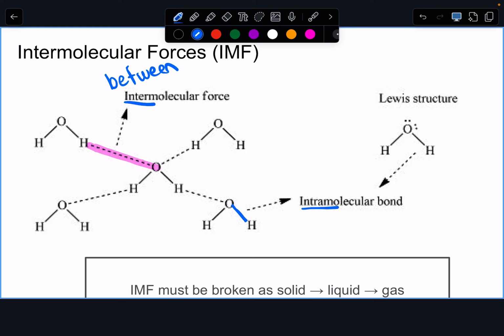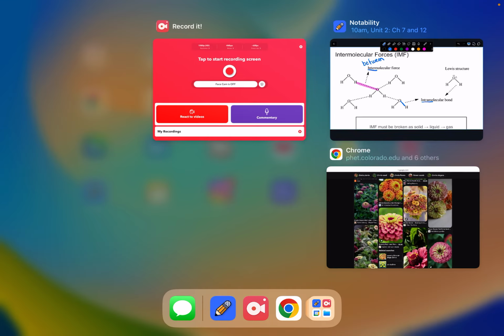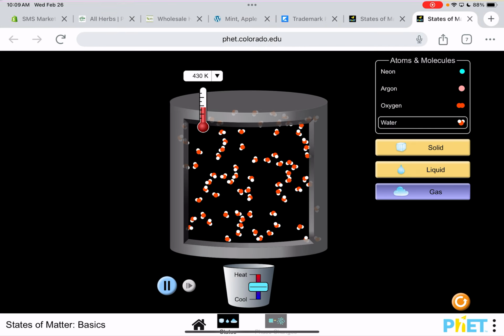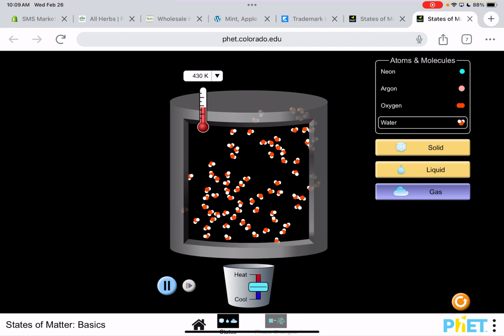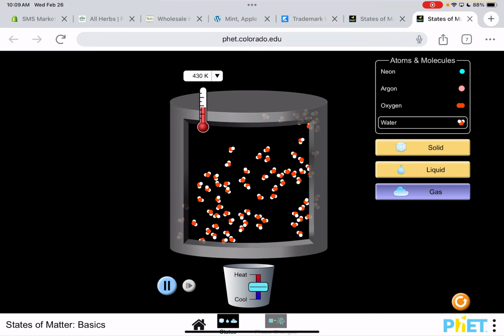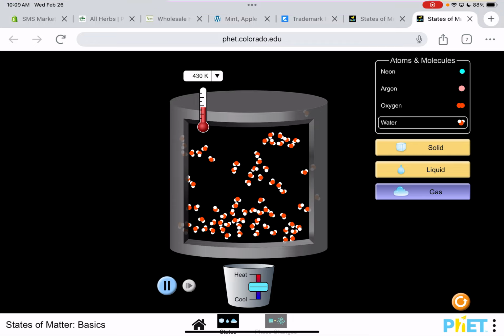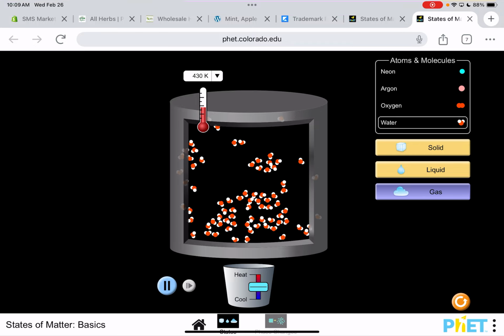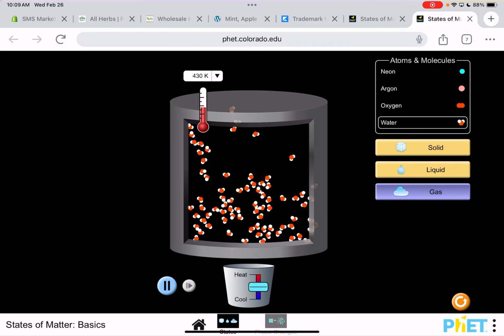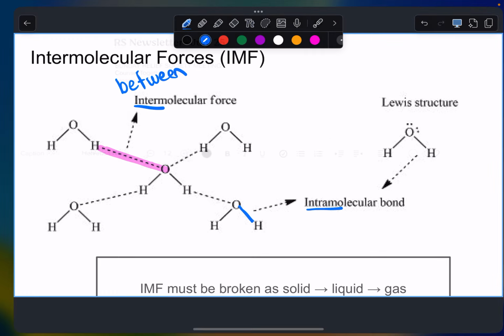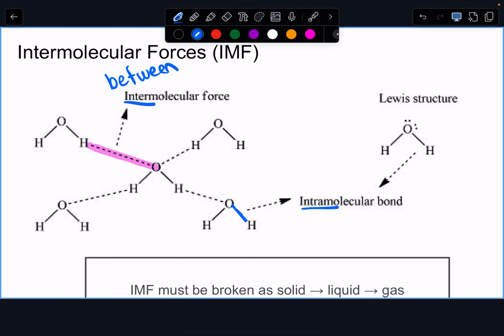Those bonds are very, very strong. When you heat up water, or any substance for that matter, let's turn it into a gas, it's still water, right? It still has the bonds holding the oxygen and hydrogen together. It's just that the individual molecules are not held together. You are not breaking covalent bonds when you have a phase change occurring. Okay, so we're talking about the pink highlighted ones, the interactions, the forces between the molecules.